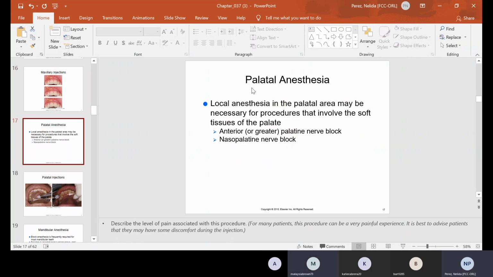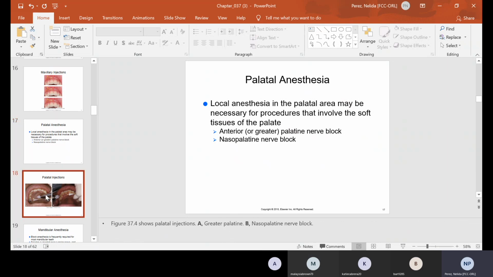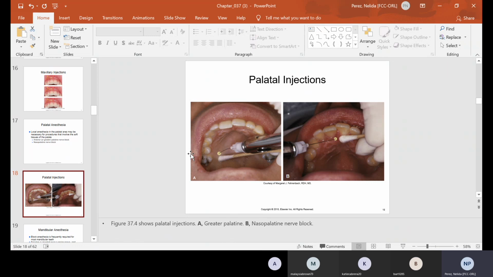Now, palatal, that's the local that we put on the palate area. It may be necessary for procedures that involve the soft tissues of the palate, the anterior greater palatine nerve block or the nasopalatine nerve block, and that looks like this. Now, I will tell you that these injections on the roof of the mouth hurt the patients, okay? So make sure you put a nice topical there in the area that he's going to be working in so they don't feel that injection so much, because again, those are probably the injections that hurt the most, okay?